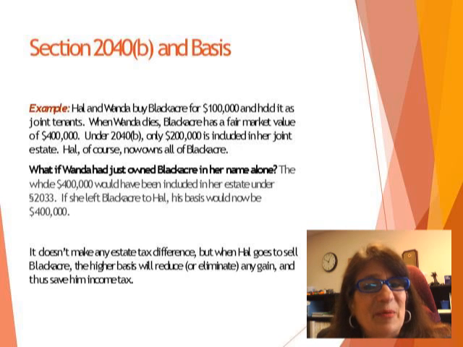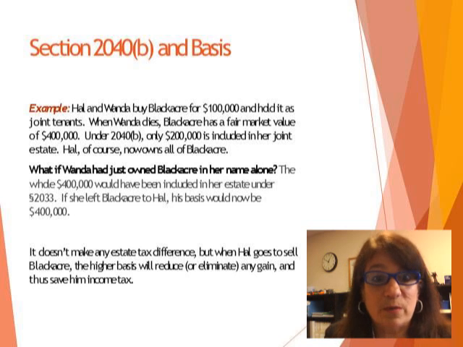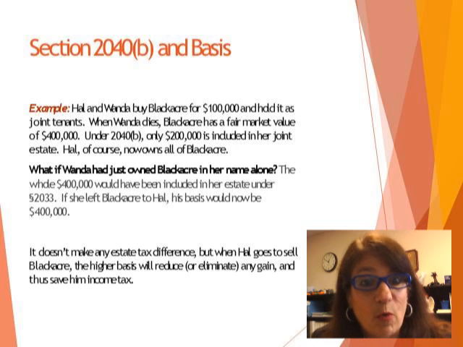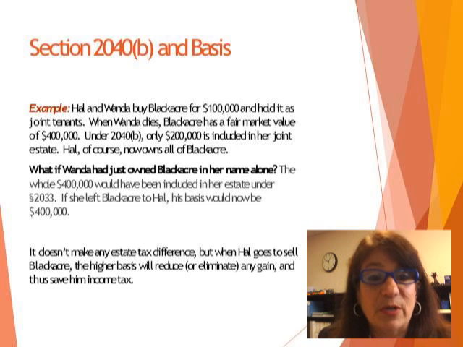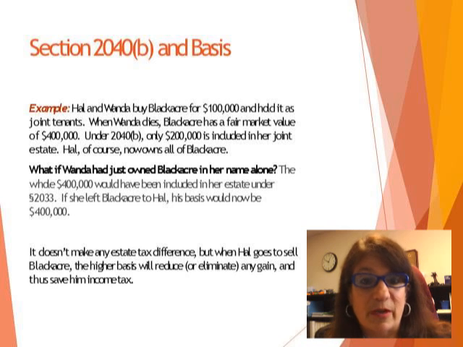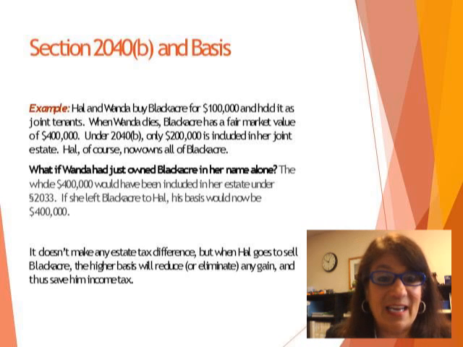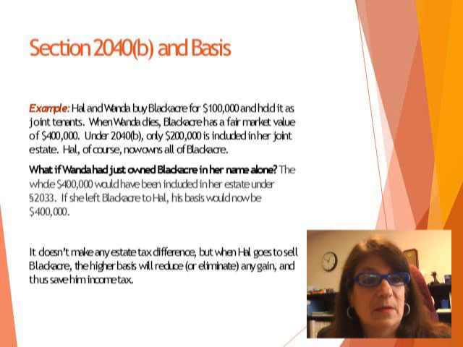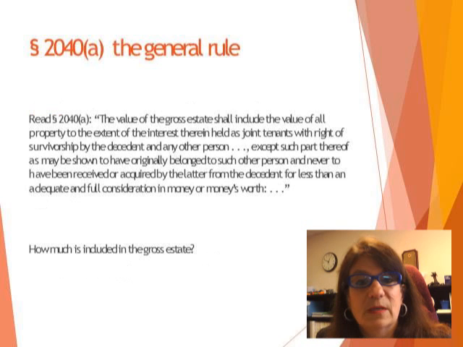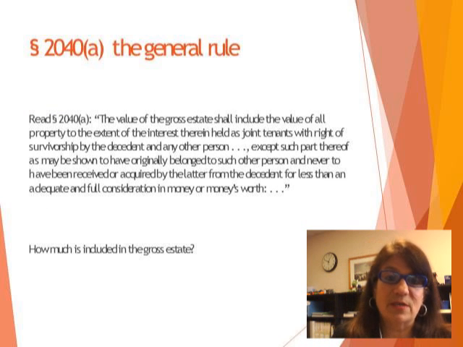Compare this. What if Wanda had just owned Blackacre altogether? Then the whole $400,000 would be included in her estate under 2033, right? Property she owned. And Hal's basis, if he inherited the property, would be $400,000, the fair market value at the date of death. It doesn't make any estate tax difference, but when Hal goes to sell that property, it makes a difference whether his basis is $250,000 or $400,000. Okay, so that was the spousal rule.